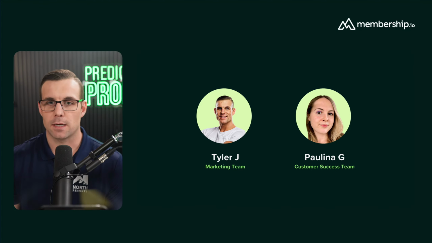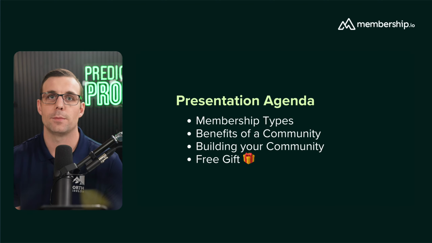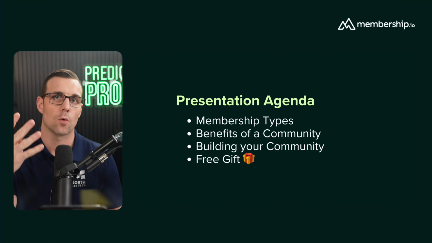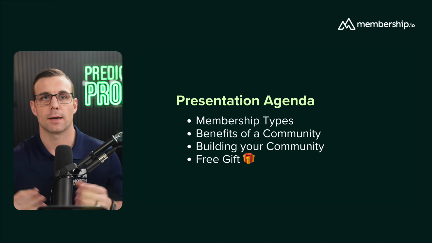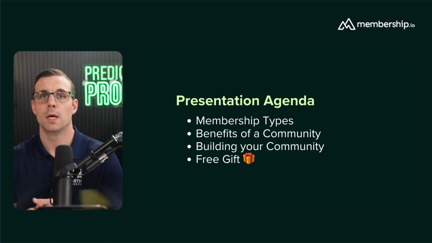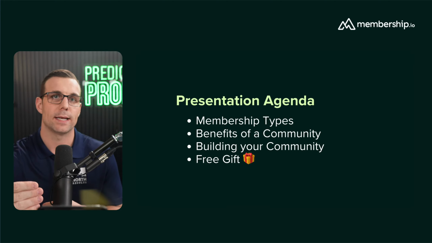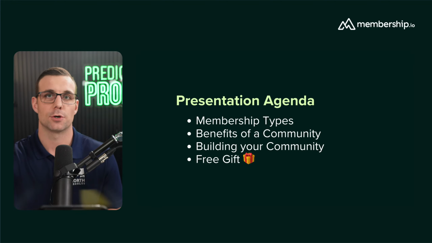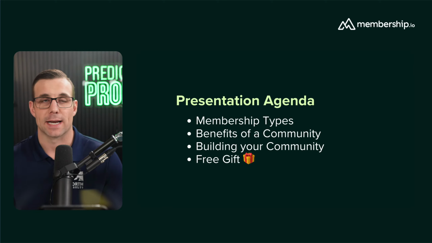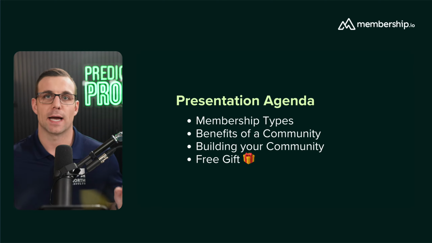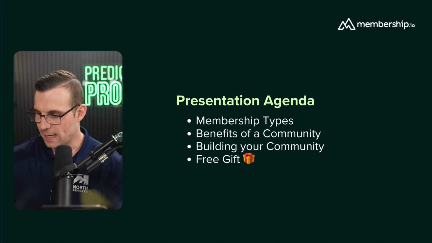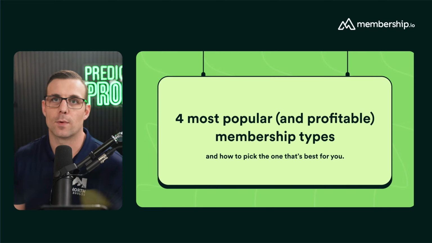Today we're going to be talking all about communities. We're going to go through the 4 different types of memberships and how to choose the right one for you. We're going to talk about the benefits of a community, and then we're going to jump right into showing you exactly how to build your community and get things set up inside of your membership.io hub. Plus, we've got a very special free gift later on in the presentation, so you're going to want to stick around for that. Let's get right to it.